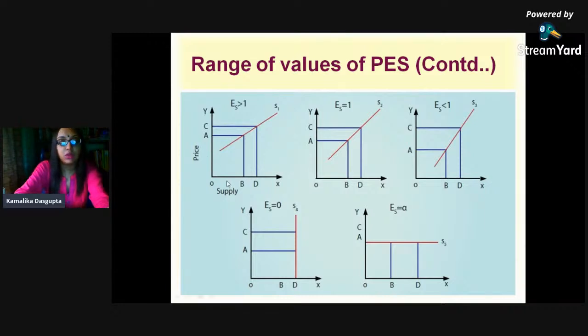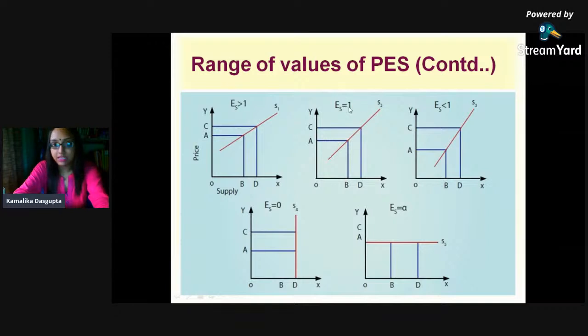Now let's have a look at how the supply curves for each of the ranges look. Here the first one is ES greater than 1, which means it is price elastic supply. Always remember that for a price elastic supply, which is ES greater than 1, the supply curve will always be flatter.